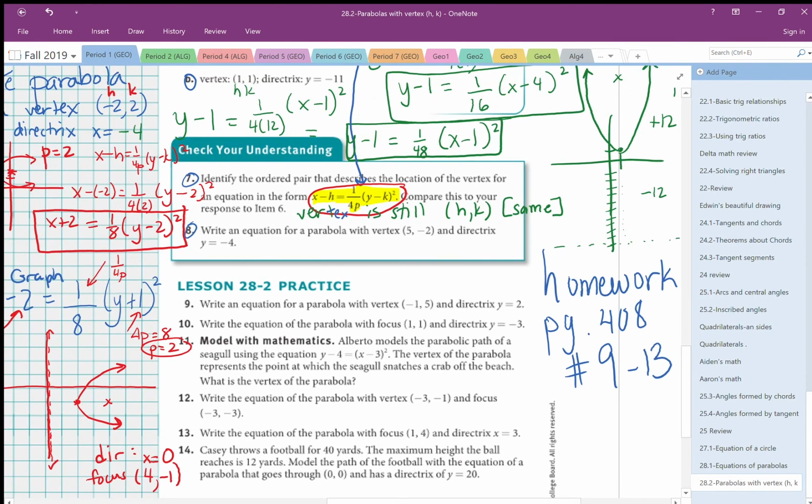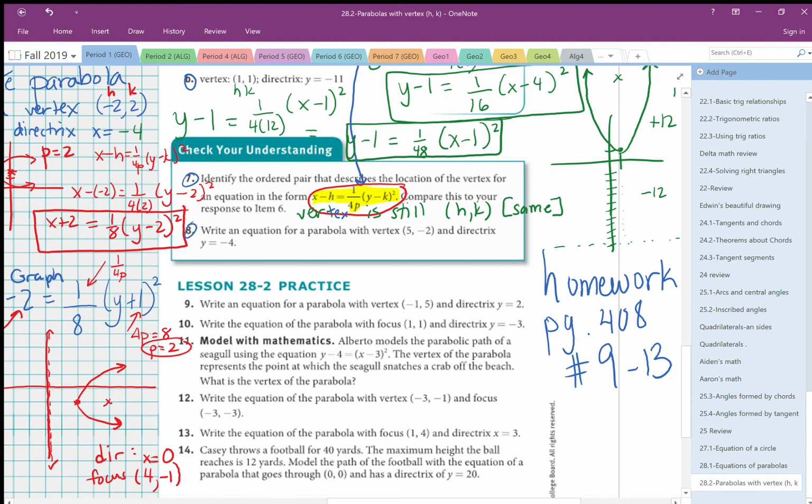All right, last one. Number 8, write an equation for a parabola. Guys, quarantine too long. Okay, write an equation for a parabola with vertex 5, -2, and directrix y equals -4. I want you to take a minute, pause the video, and try this problem. Ready, set, go.